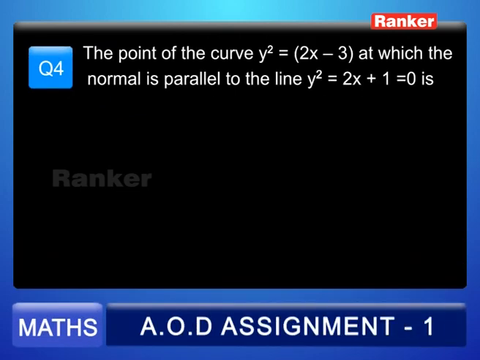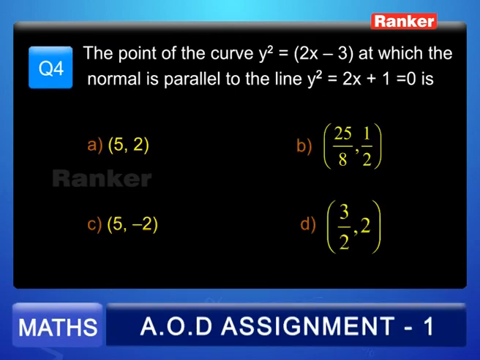Next question: the point on the curve y square is equal to 2 into x minus 3 at which the normal is parallel to the line y equal to 2x minus 1 is: option A, 5 comma 2; option B, minus half comma minus 2; option C, 5 comma minus 2; and option D, 3 by 2 comma 2.